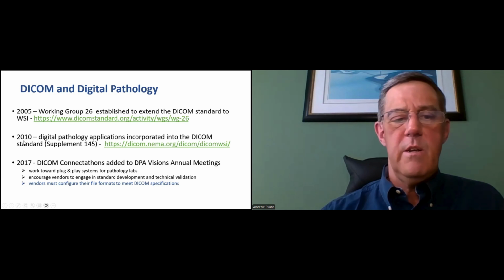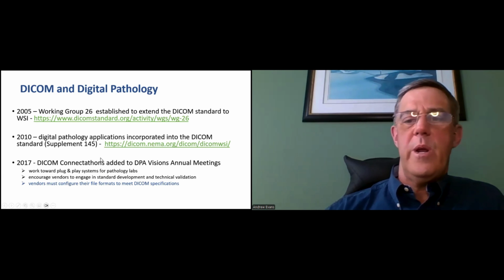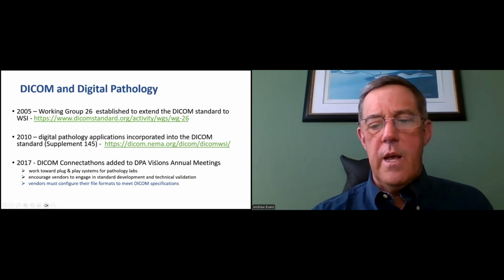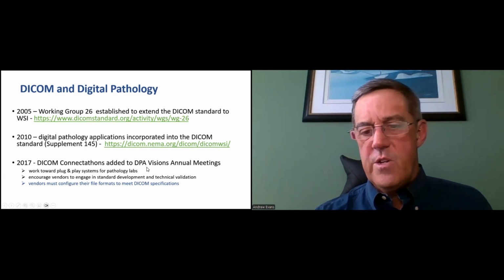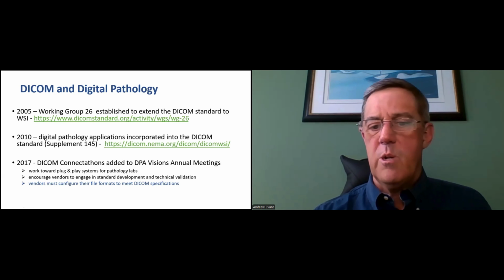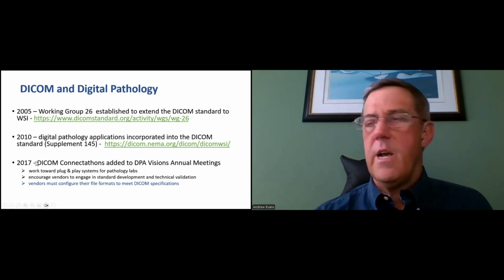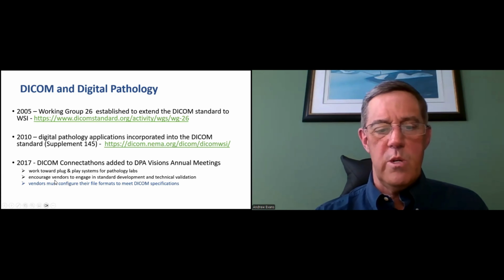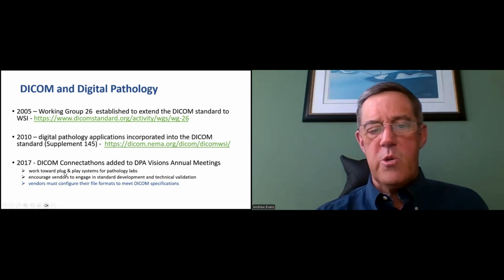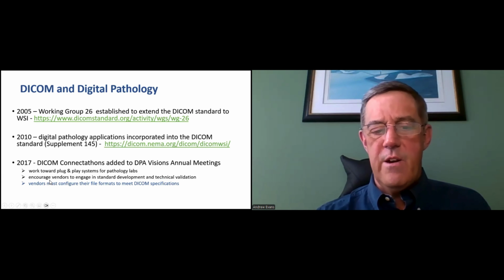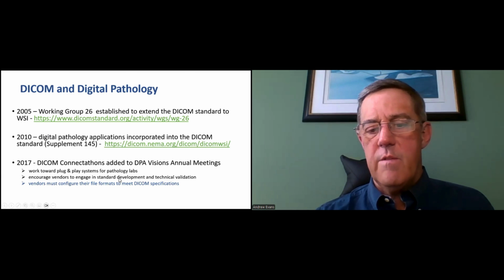to whole slide imaging. In 2010, there was Supplement 145, where digital pathology applications were incorporated into the DICOM standard. And then by 2017, the Digital Pathology Association Visions annual meeting and other digital pathology congresses around the world began hosting DICOM Connectathons, which was working towards demonstrating plug-and-play systems for pathology labs, encouraging vendors to engage in standard development and technical.